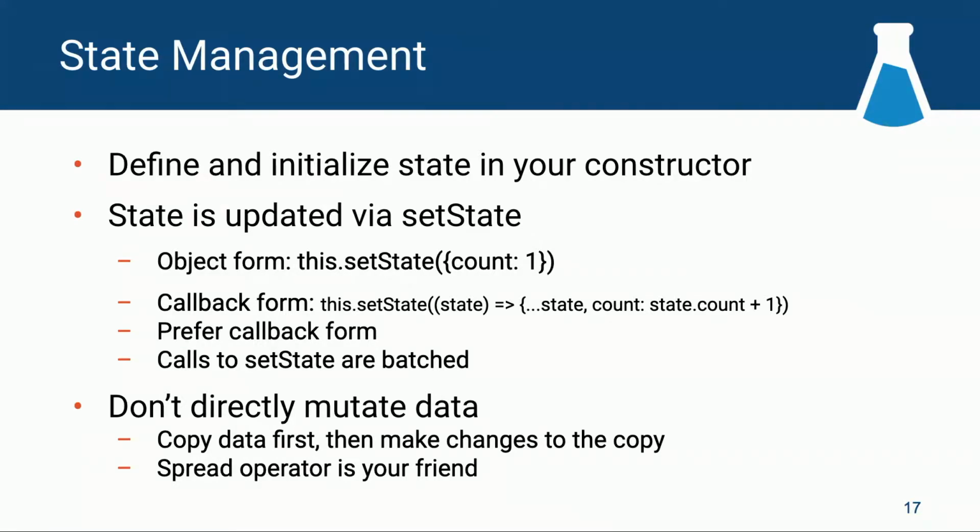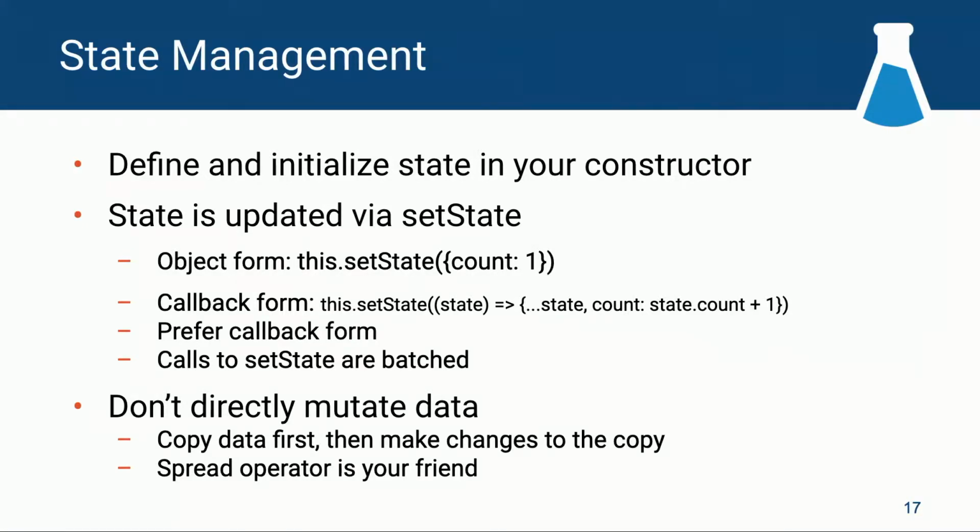So state is updated via a setState method, obviously, right? That seems pretty straightforward. What's not straightforward is there are two forms of setState, and this is where it gets pretty confusing. So there's the object form where you call this.setState in your component, and you pass in the new state variable you want to update. You don't need to pass in the entire state object. You can pass in just a partial update. So if you have 10 fields on an object and you only want to update one, you only need to include that one in your setState.